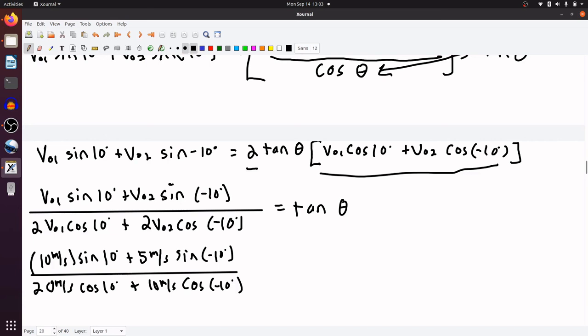All right, here we go. 10 times sine 10 plus 5 times sine of negative 10. Let's put that in parentheses so it doesn't get confused. Divided by, lots of parentheses here, 20 times the cosine of 10 plus 10 times the cosine of negative 10, closing parentheses, closing. I think 3 parentheses there. And I'm getting 0.029.